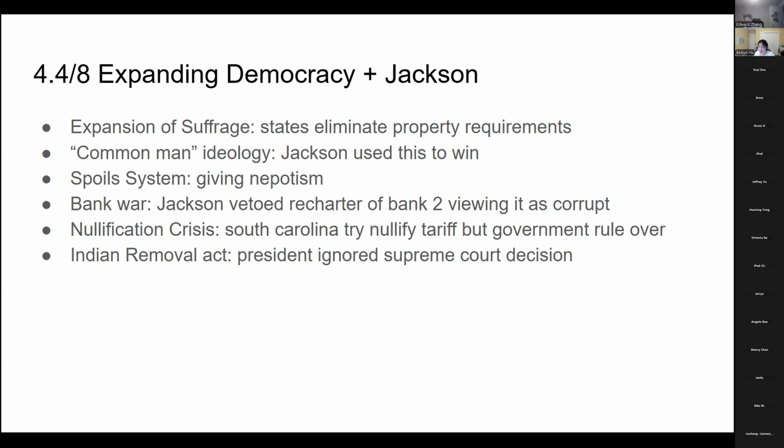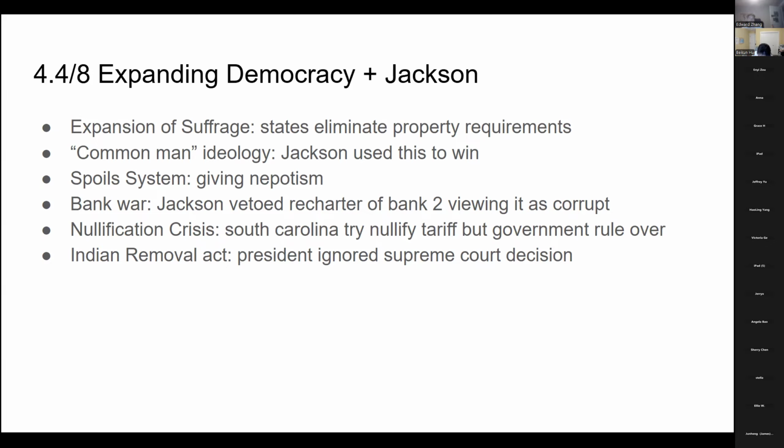And this made it so when people ran their campaigns, they mostly wanted to fit the requirements of the rich people. And then because of this mass democratization, the common man ideology led by Andrew Jackson was used, and he ultimately won the 1828 election. And he used the spoils system.